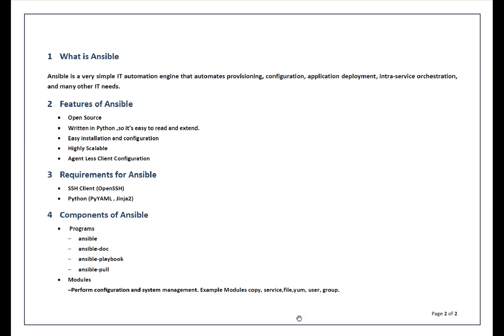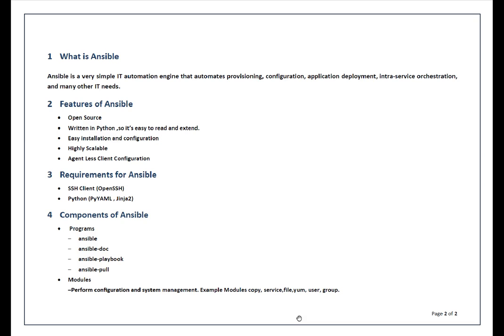The next feature is agentless client configuration. Personally, I like this feature because with other automation tools, if I take the example of Puppet, you need to install a Puppet client on a server which you want to manage using Puppet. That puts load, or needs a little bit of space, on the client side. But the beauty of Ansible is that it does not need any agent installed or running on the client. It uses SSH keys for communication between the Ansible control server and the Ansible client.